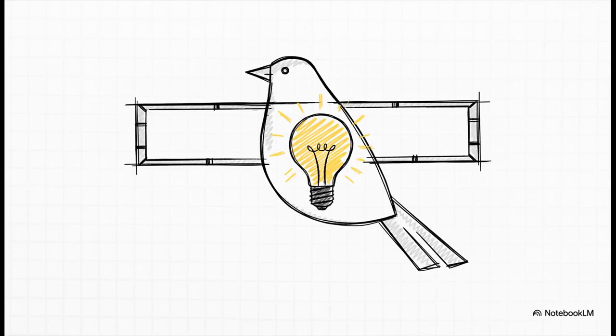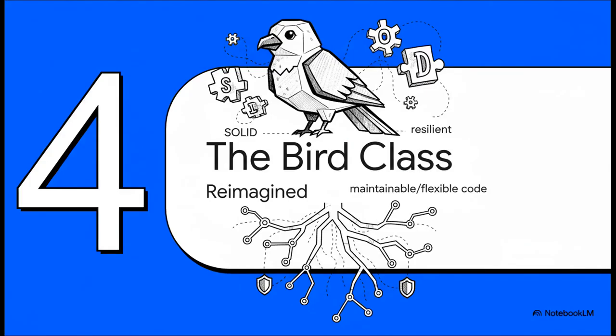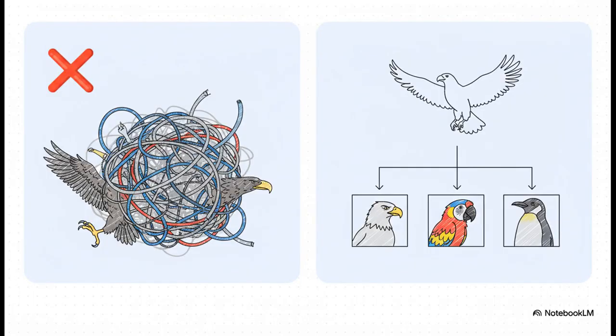So, how do we actually do this in code? The magic word here is abstraction. What we're going to do is create a general blueprint, a kind of template for what it means to be a bird, without getting stuck on the tiny details of every single species. All right, so let's see what our bird class looks like when we reimagine it using both of these principles. It's a total transformation. I mean, the difference is just night and day.